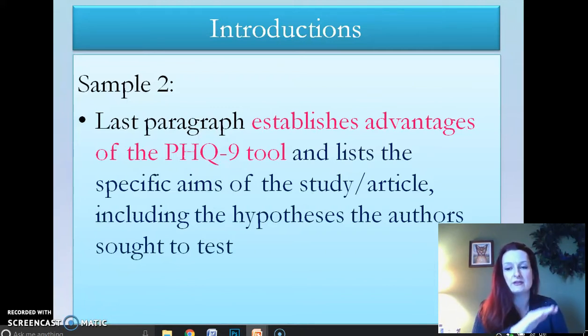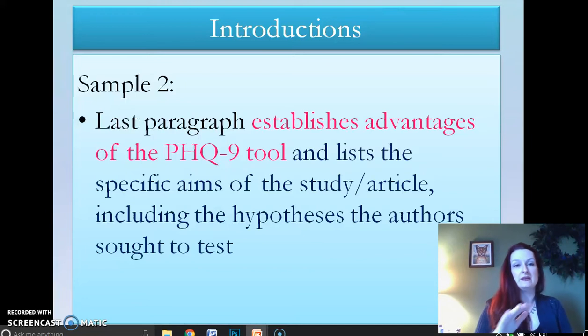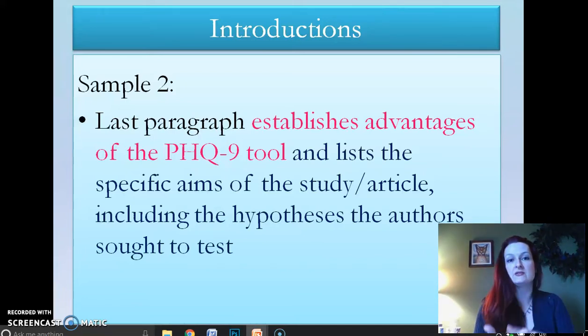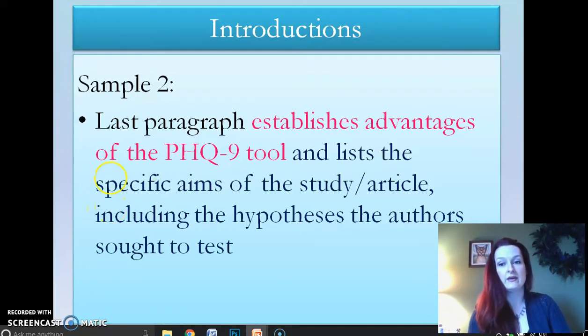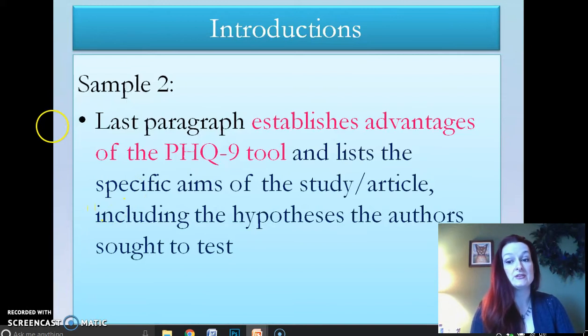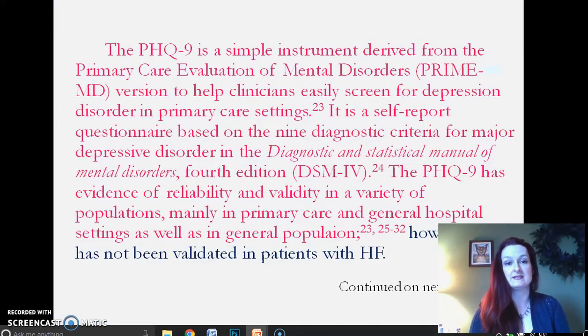So we've very logically built up our argument here. Here's the problem at hand. Here's why it's important. Here's what we might be able to do about it. And this last paragraph brings that all home with establishing the advantages of the tool that they're studying and gives us the hypotheses that they set out to test.